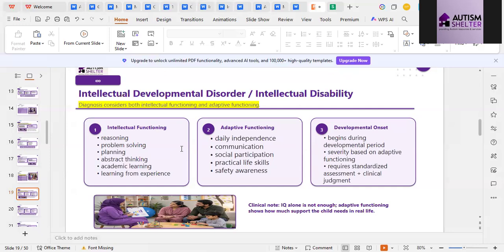So the thing is, there are two major domains: intellectual functioning and adaptive functioning. You should know what intellectual functioning means and what adaptive functioning means. In Pakistan we don't use too much professional language in our daily routines. We just use very layman language, and we are bilingual or trilingual. We use bundles of languages, like Punjabi, Urdu, English. So it affects things.